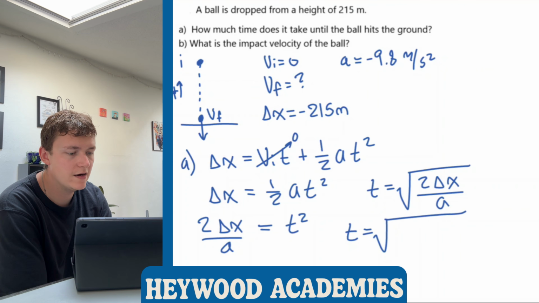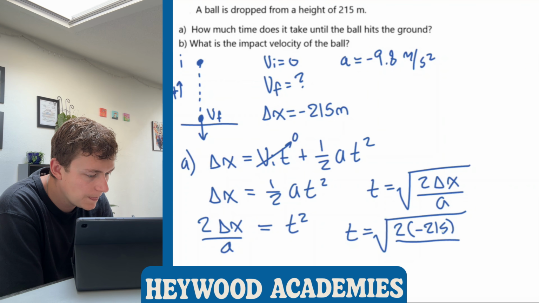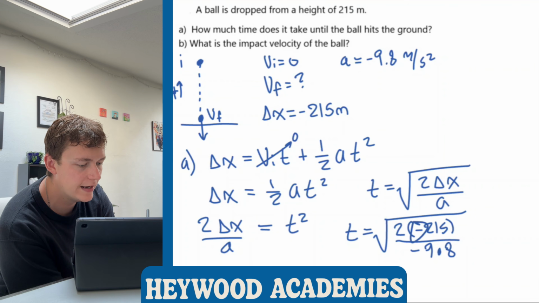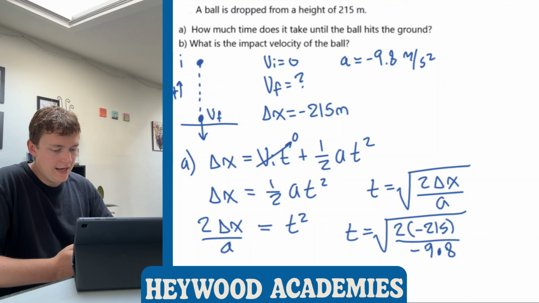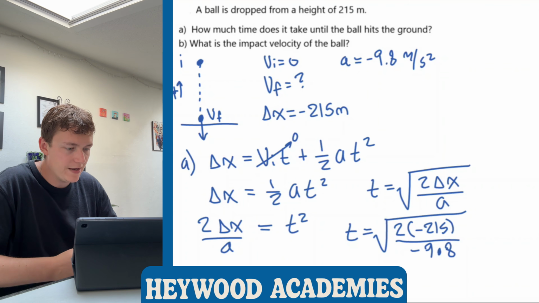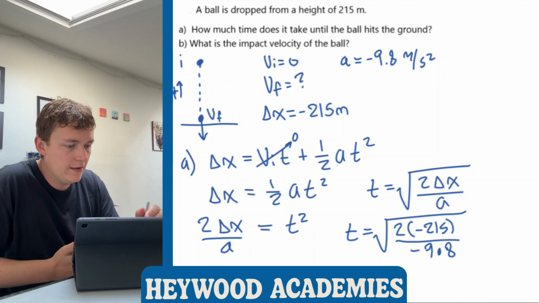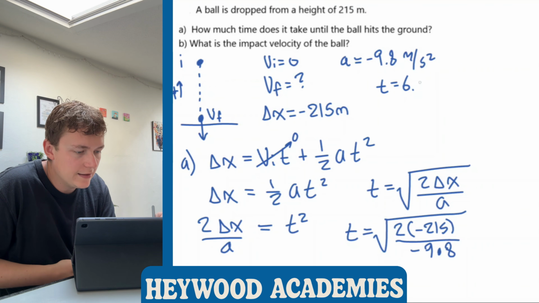Okay, we can pop our numbers in there. We've got 2 times negative 215 over negative 9.8. Okay, so this is the part where you could run into an issue, is if you didn't put that negative in there, then that means that you would have a negative number underneath the square root, and your calculator would give you an error. I see this all the time when I'm tutoring students, is they get hung up on this because they forgot to put a negative in there, and they're not getting the right answers. So just have to be careful that we don't miss a negative so that our calculator will let us do that calculation.